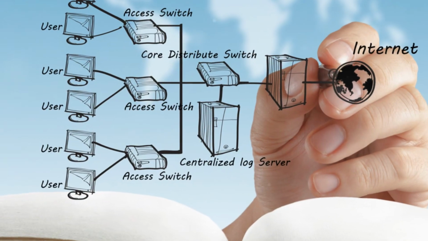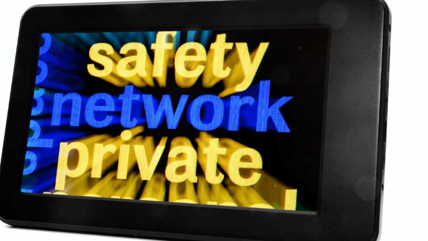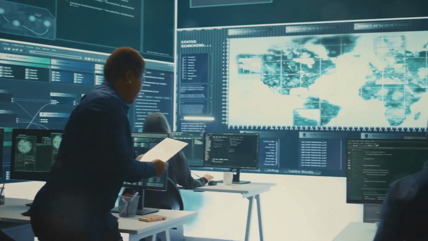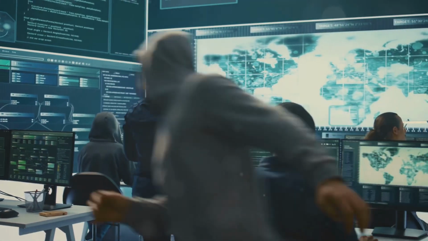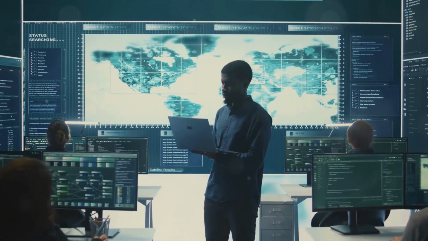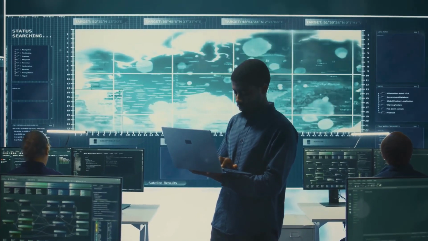Instead of having one broad network, Zero Trust divides your infrastructure into smaller secure zones. Each segment is isolated, and access is strictly controlled based on policies. This limits the potential damage of any breach by restricting attackers' lateral movement within the network.